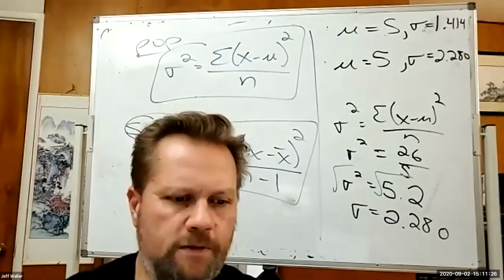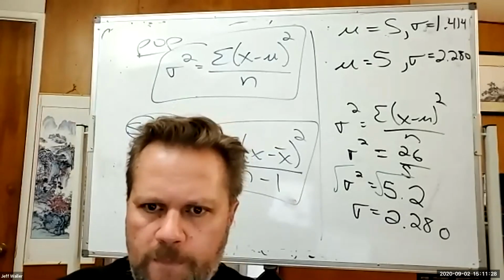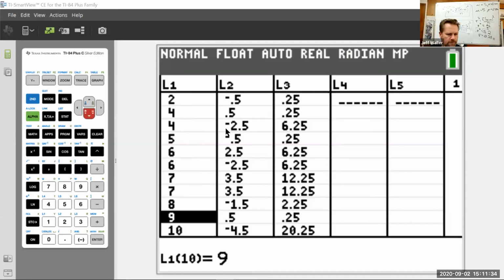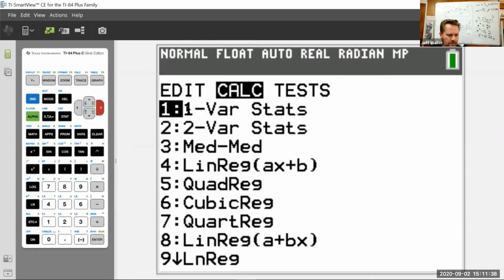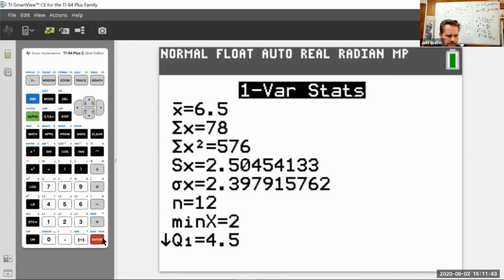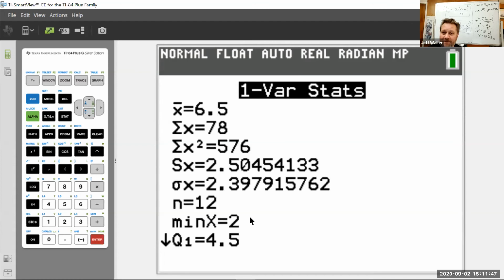Oh, and by the way, since you guys are here, let me show you something real quick. It's kind of related to what you're asking. See how the data is right here? This is the last thing I didn't do. Let me just show you guys. If you hit stat, calc, 1var stats, does anything look familiar? Yes, everything looks familiar, Jeff.